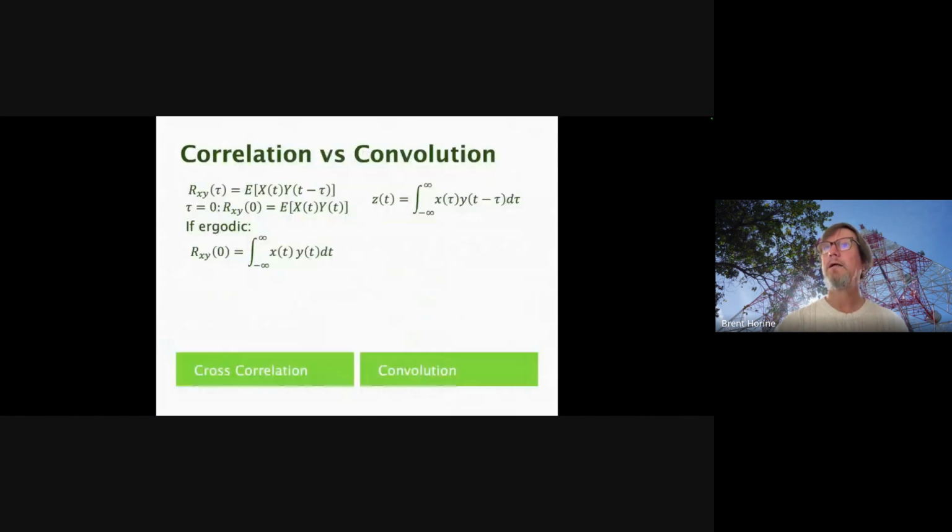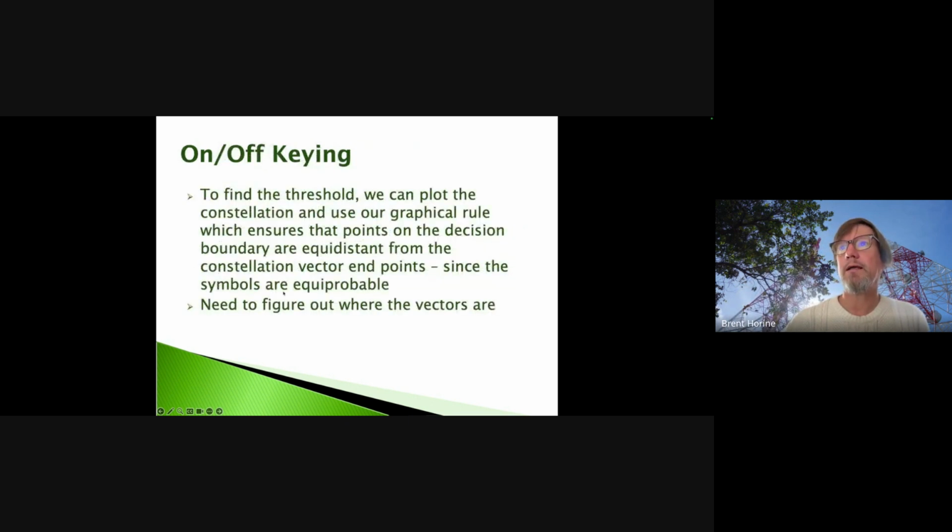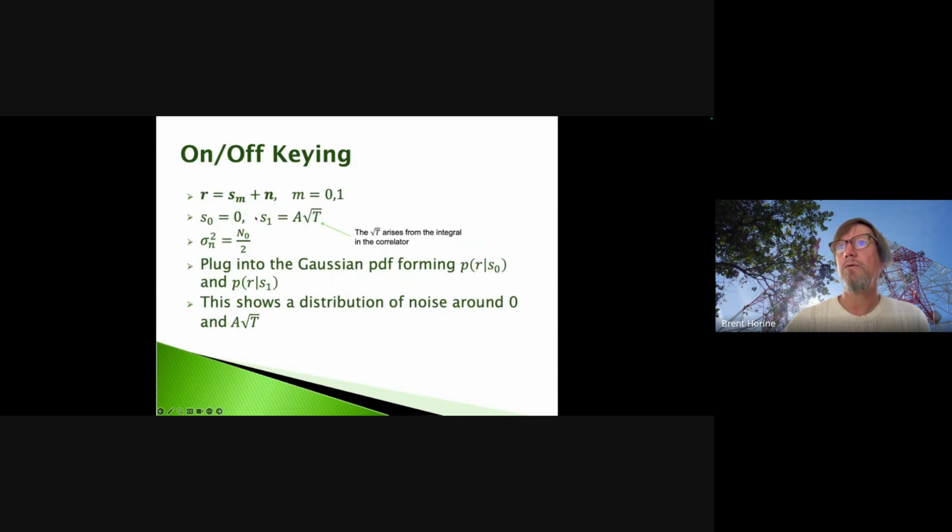So this is binary on-off signaling. Instead of sending minus A and plus A, we're sending zero and A. So it's just another implementation of something that is binary and very similar to each other. I gave you an explanation of how you can go through here, and you can set up your vectors.